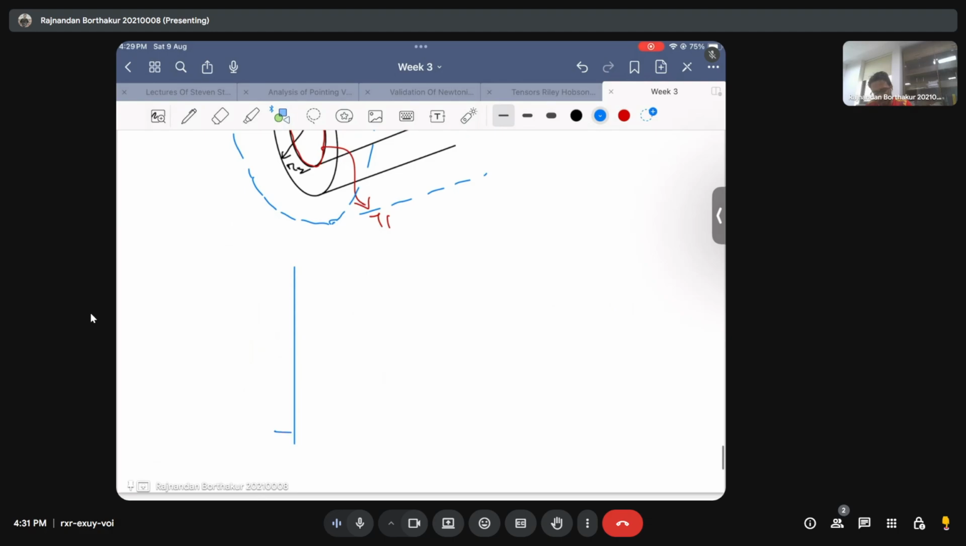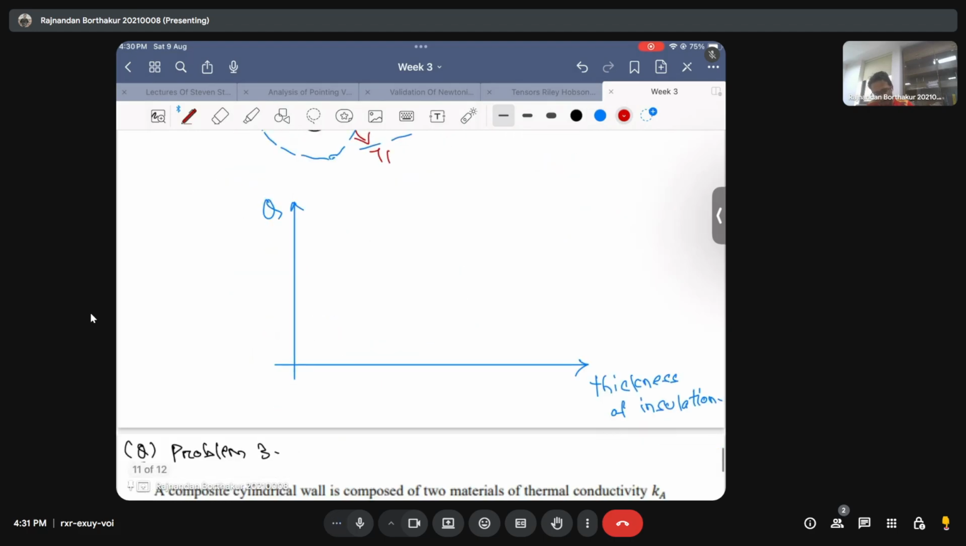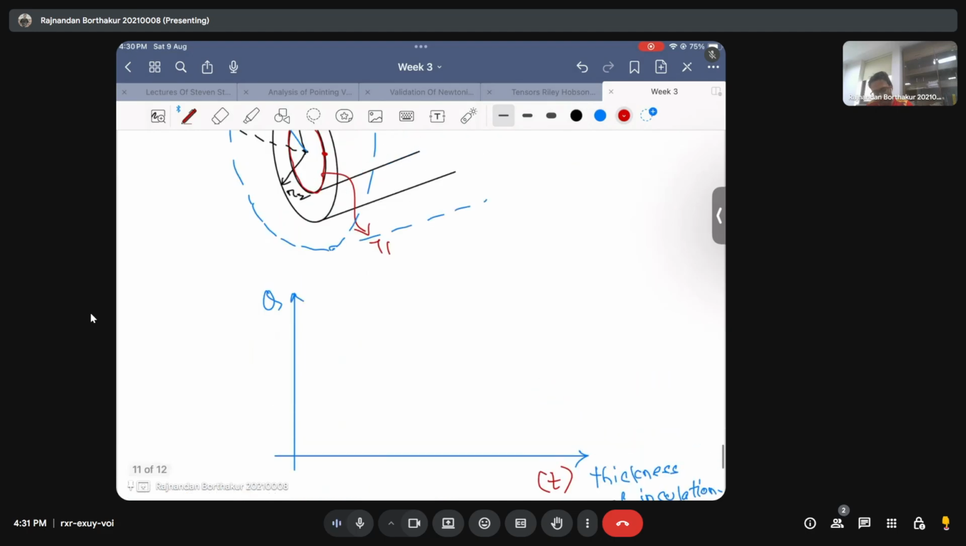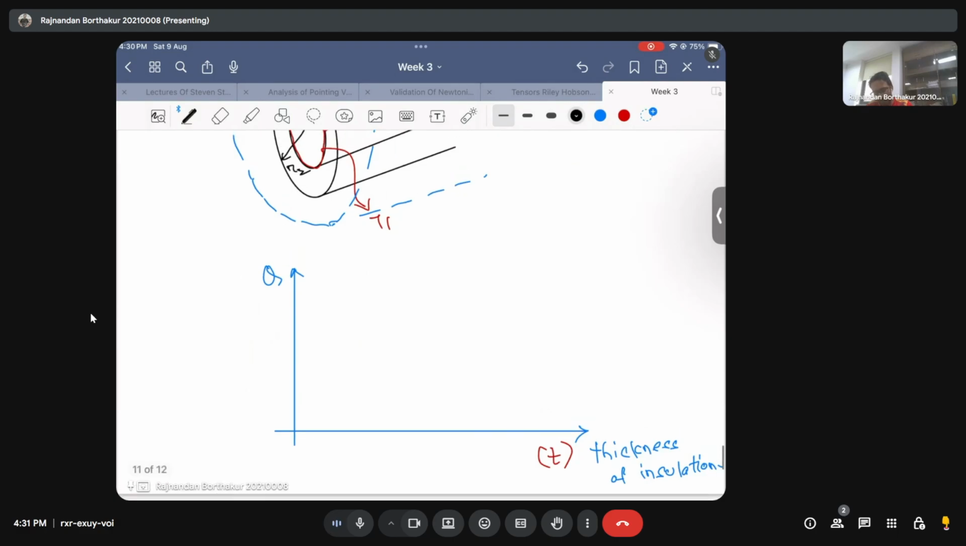Although I'll not explain the theory in detail because this is already done, the reason behind this is that if you plot the rate of heat transfer, and on the x-axis you plot the thickness of insulation, which is typically denoted as T, and this is just R3 minus R2. That is the thickness of insulation. So if you plot this T versus Q, the curve is basically something like this.